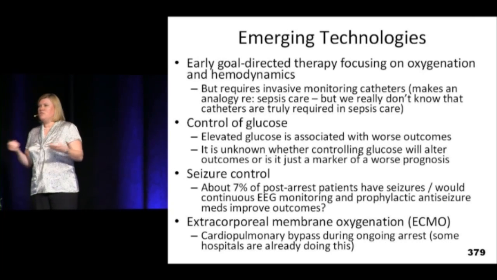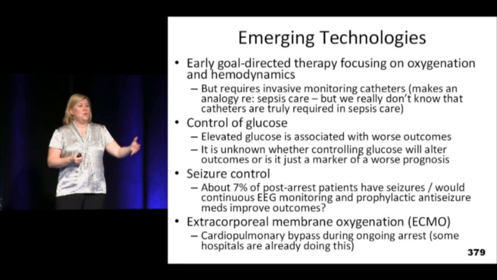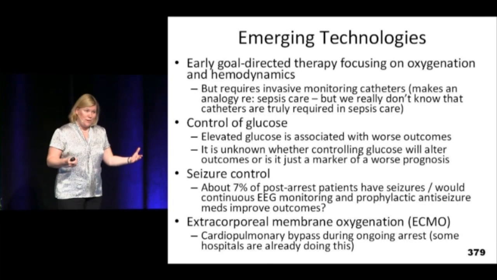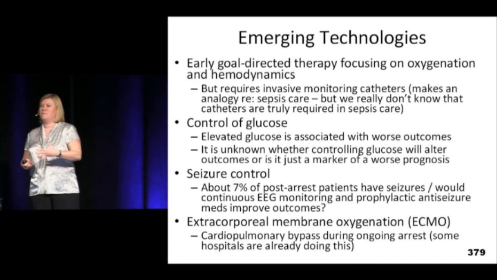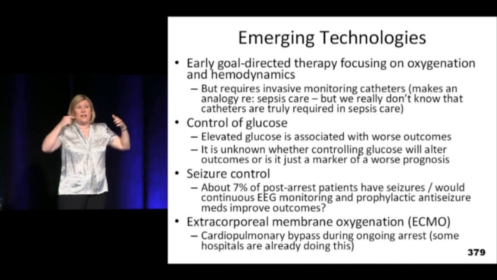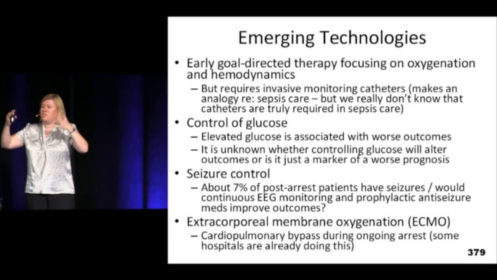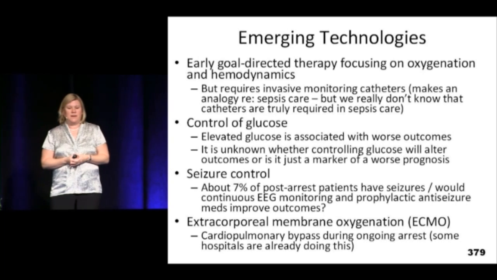And then what about seizure control? There is a small percentage of patients who've had a cardiac arrest who go on to have a seizure, and certainly that wouldn't be good for their neurologic outcome. So should we be doing post-arrest seizure prophylaxis with medications or EEG monitoring? We don't know if they're awake or not. They're unconscious, they're intubated. Should we be monitoring them for seizures? And again, this is an area that's being looked at.